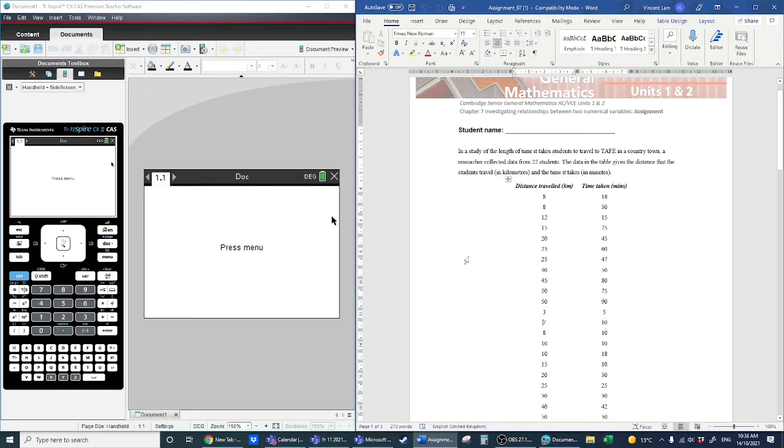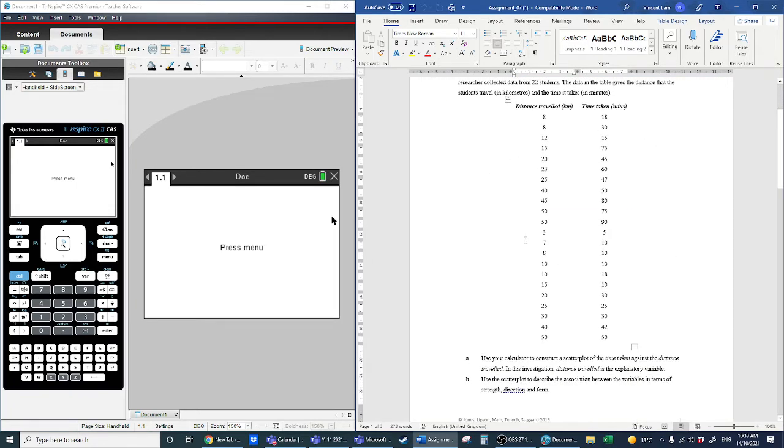So just going over the assignment for chapter 7. In a study of the length of time it takes students to travel to TAFE in a country town, a researcher collects data on 22 students. The data in the table gives the distance that the students travel in kilometers and the time it takes in minutes. You've got a set of data here.